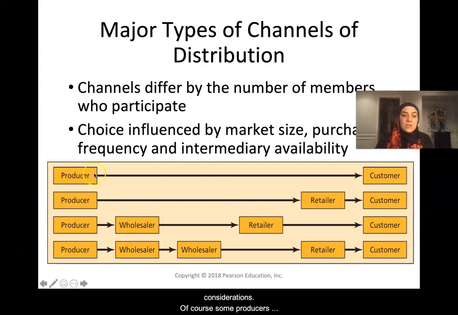Now, of course, some producers use several different types of channels. So, for example, Nike has stores where it sells direct to the customers, but they also sell to retailers like Dick's Sporting Goods, for example, who then sell to the customer.